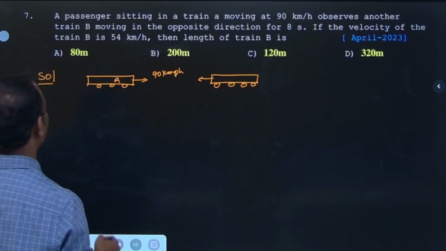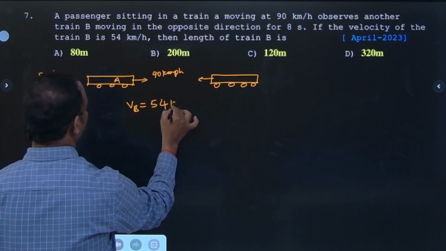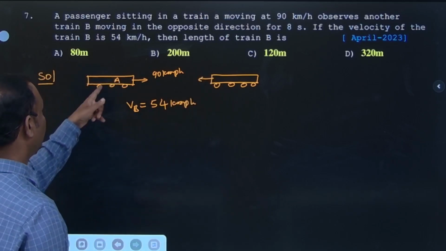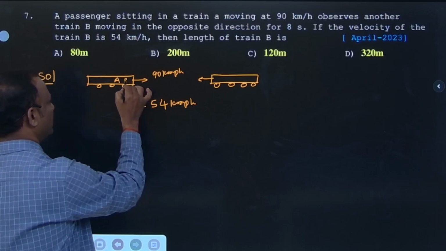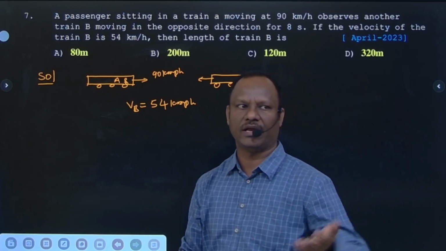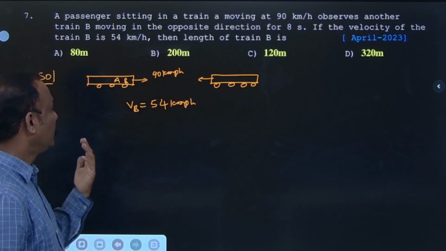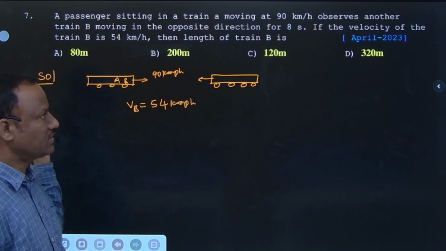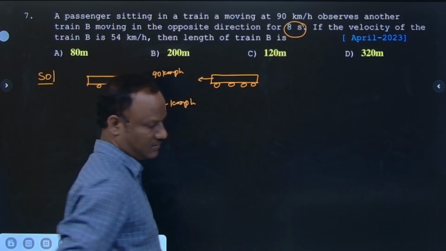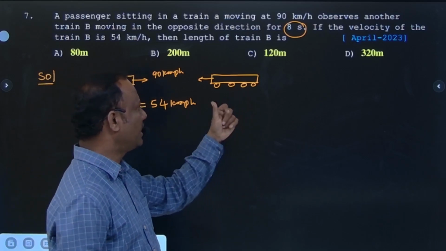If the velocity of train B is 54 kilometer per hour, then the length of the train is... Here a person is sitting inside train A, looking towards the surroundings, and train B is coming. He can see train B passing. He can observe that for 8 seconds he can see the train, which means within the 8 seconds train B has passed.